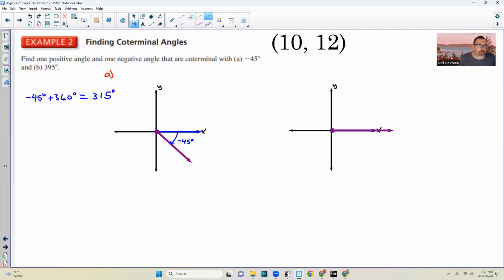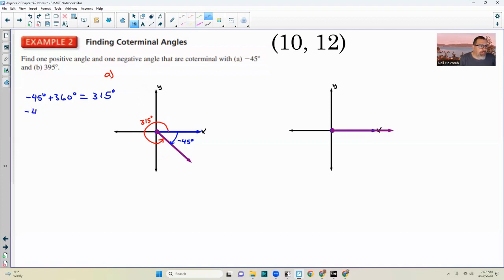So then what I'm going to do is just simply go this way and show it as 315 positive degrees going in the positive direction. And it's going to land at the same location as this negative 45 degree angle. So those 2 angles are coterminal. And then I need to go the other way.